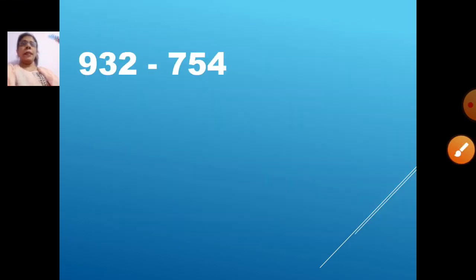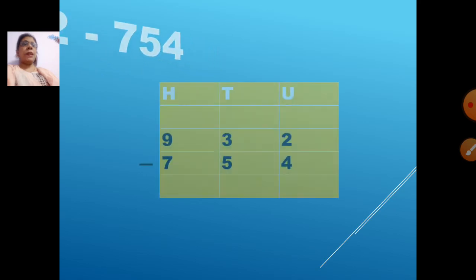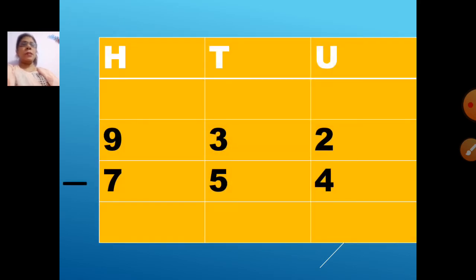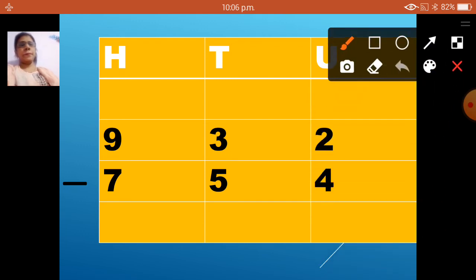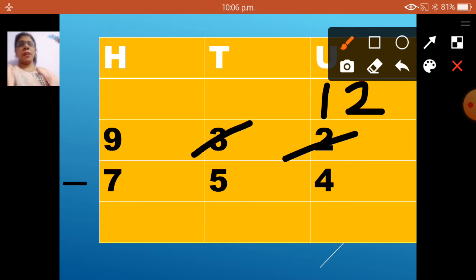Next, 932 minus 754. So let us subtract. First we will arrange them vertically. Okay, now the numbers are arranged. Now let us subtract. 2 minus 4. Yes, we will cut it and make it as 12. And from where did I borrow this? 1 from 3, that is in tens place. So it will become 2. So 12 minus 4: after 4, 5, 6, 7, 8, 9, 10, 11, 12. That is 8. 12 minus 4 is 8.